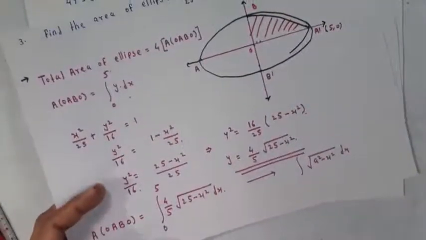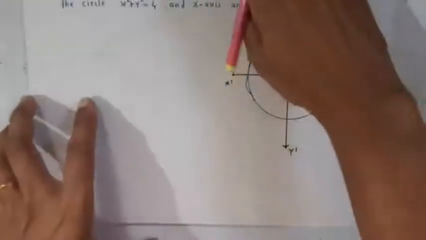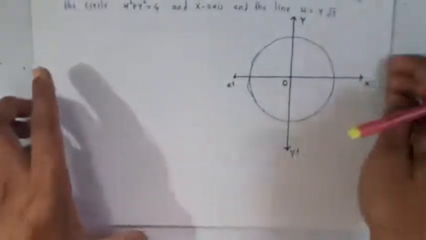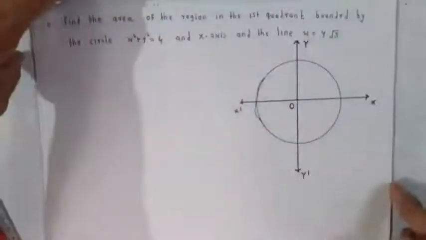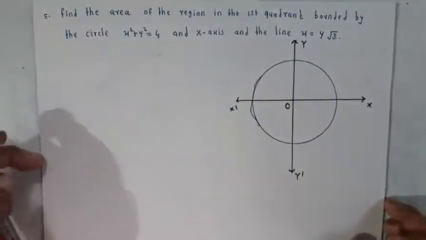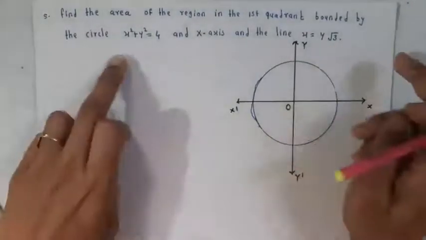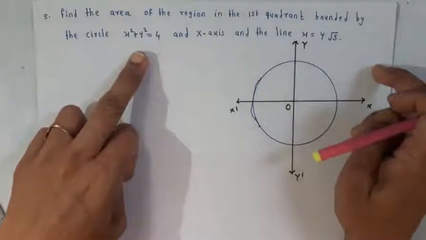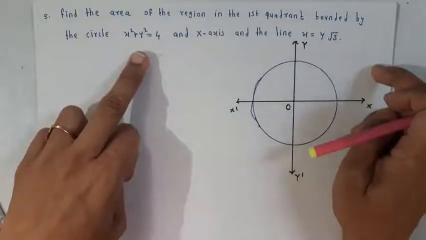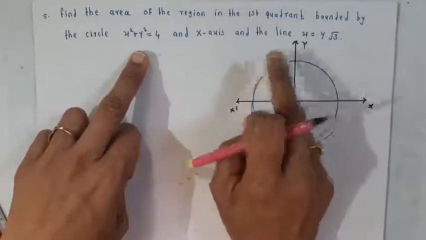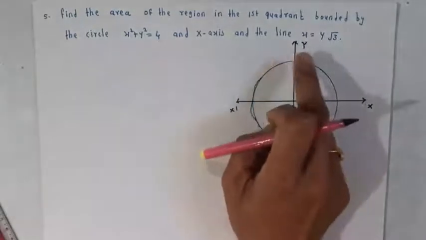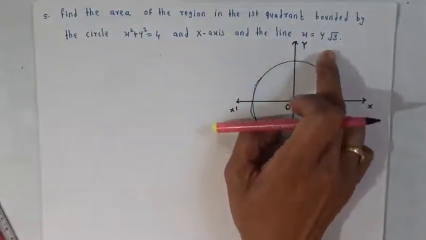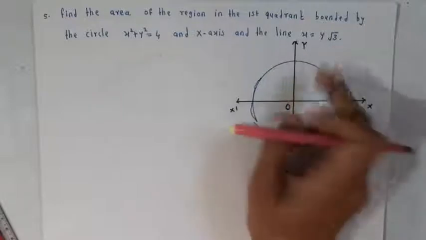Now consider another example. Find the area of the region in the first quadrant bounded by the circle x square plus y square equal to 4 and the x-axis and the line x equal to y square root of 3.